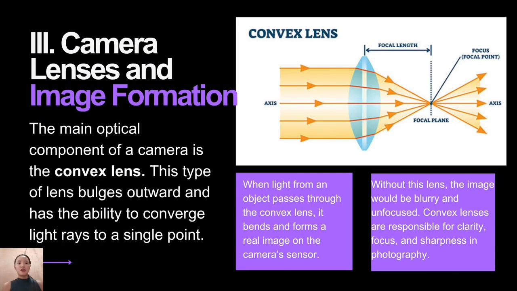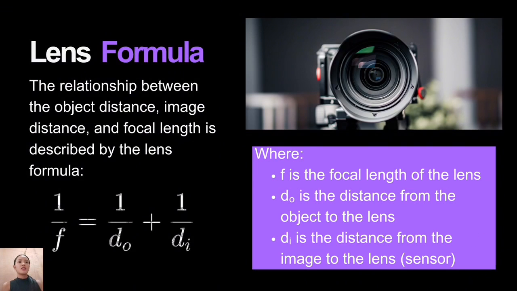Concave lenses are also used inside cameras but not to form the main image. Instead, they are used to correct distortions and improve zoom lenses. Next would be the lens formula. To understand how a lens forms an image, we use the lens formula, where 1/f = 1/do + 1/di, where f is the focal length of the lens, do is the distance from the object to the lens, and di is the distance from the image to the lens.